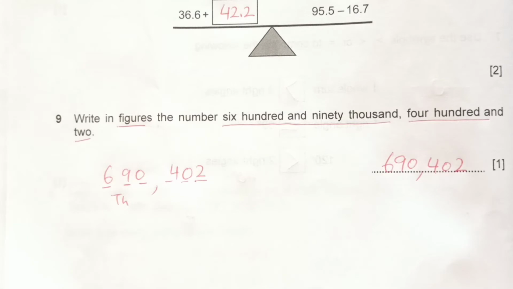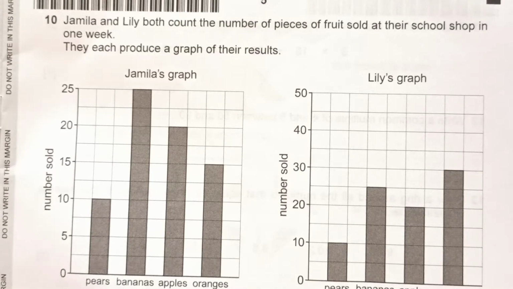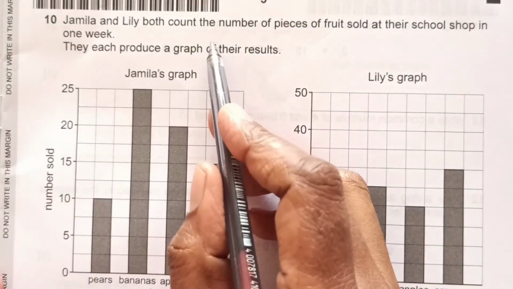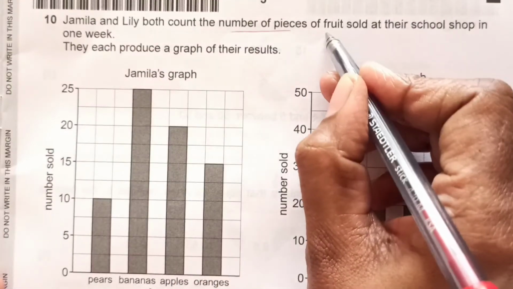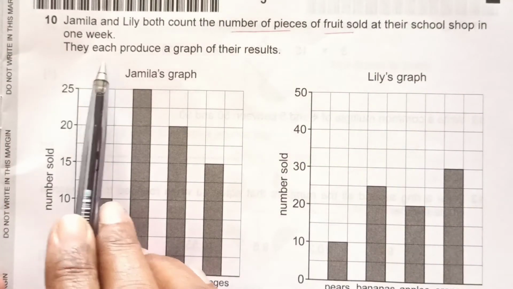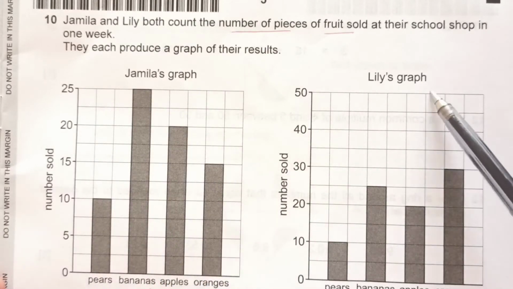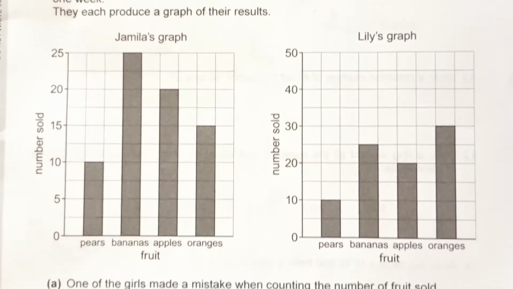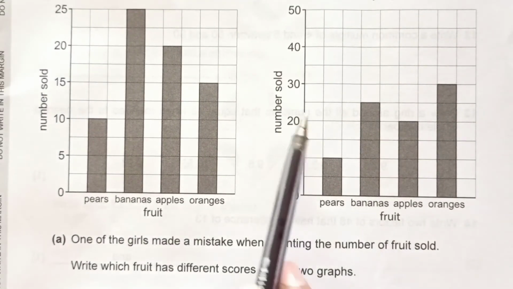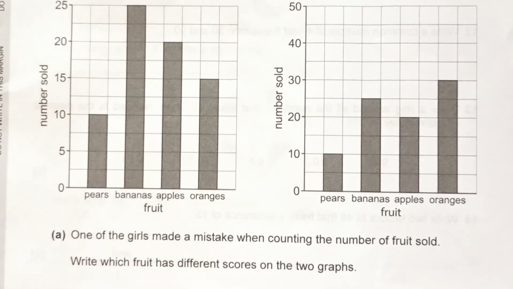Now let's move to the next question. Question number 10. Jamila and Lily both count the number of pieces of fruit sold at their school shop in 1 week. They each produce a graph of their results. This is Jamila's graph, this is Lily's graph. Okay, so we have fruits on this side and the number of fruits sold on the other side.